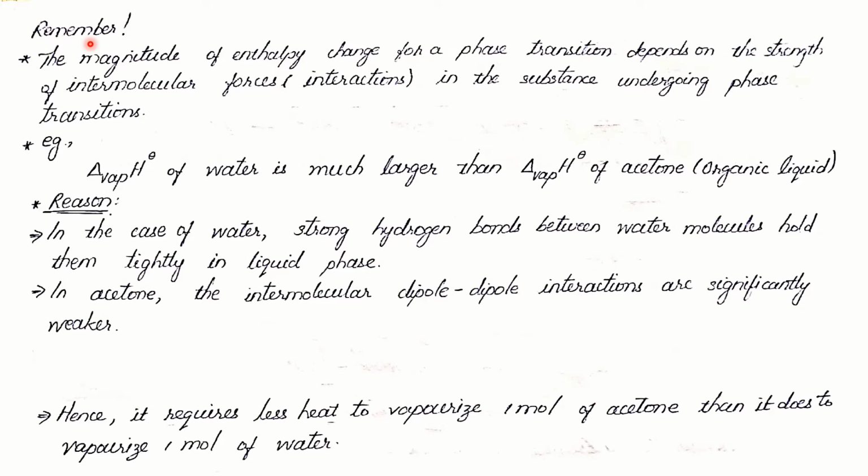Students, remember that the magnitude of enthalpy change for a phase transition depends on the strength of intermolecular forces in the substance which undergoes phase transitions. That means the value of delta H, enthalpy change is written as delta H, for a phase transition depends on the strength of interactions between molecules of the substance which undergoes phase transitions.